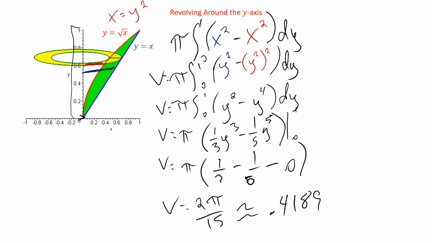There is more to this topic because so far we've been revolving around axes. That's not the only kind of line we could revolve around. We could revolve around any line, technically. We could revolve around the line y equals x. We're not going to, not in this class. We're going to stick to vertical and horizontal lines.